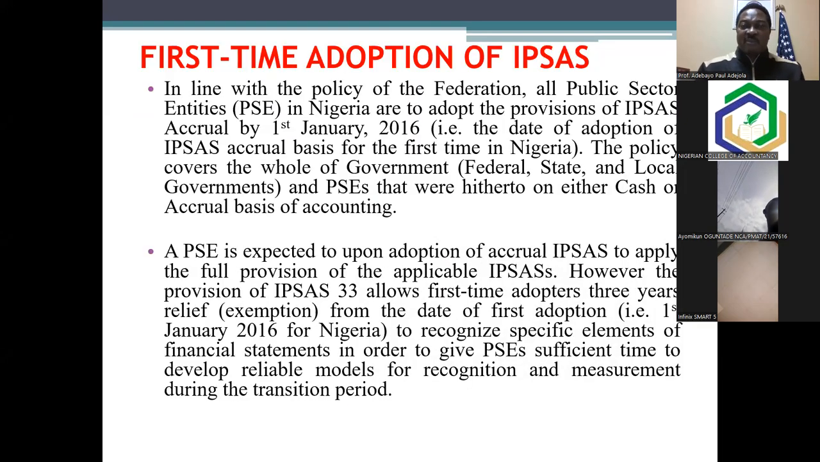Now, when we talk of first-time adoption of IPSAS, if you follow the trend of events in the public sector, it has been concluded. That's why I said earlier that some ministries, departments, and agencies have not complied. It was expected that by 1st January 2016, all ministries, departments, and agencies of the 36 states and the FCTA and the 776 local governments should have adopted IPSAS Accrual. That has been the date.